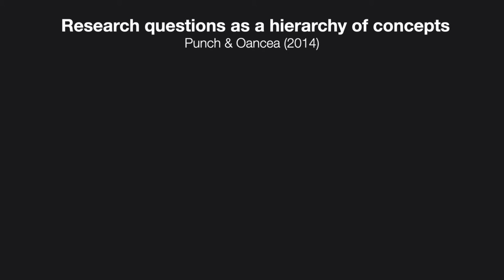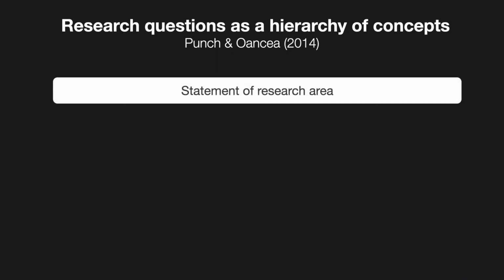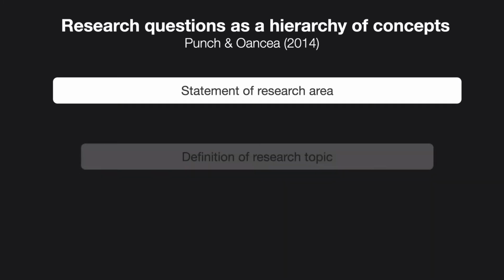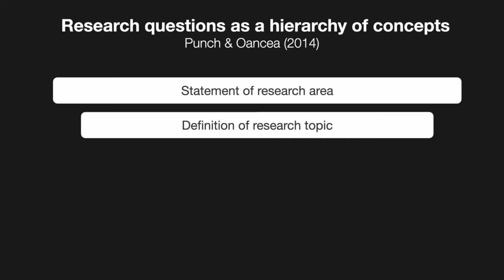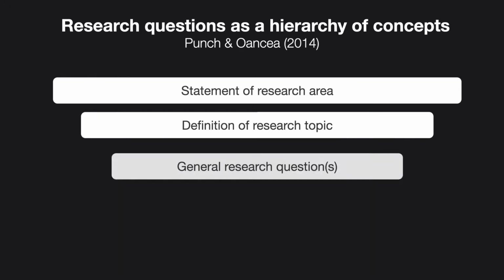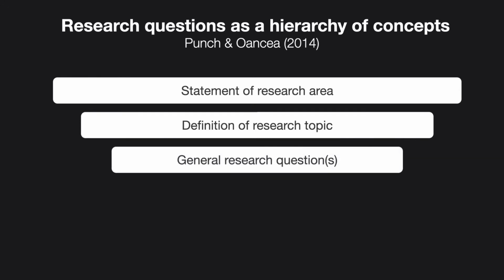Now, at the top of this hierarchy is a statement of your research area. So what is the actual thing in general that you're interested in investigating? The second is a definition of the research topic. So while you've got a general research area, a large overview of a field that you might be interested in, a research topic is narrowing that down to a very specific part of that broad research area. Then we start to develop your research question. Maybe it might be a couple of questions, or it might be a very specific research question.